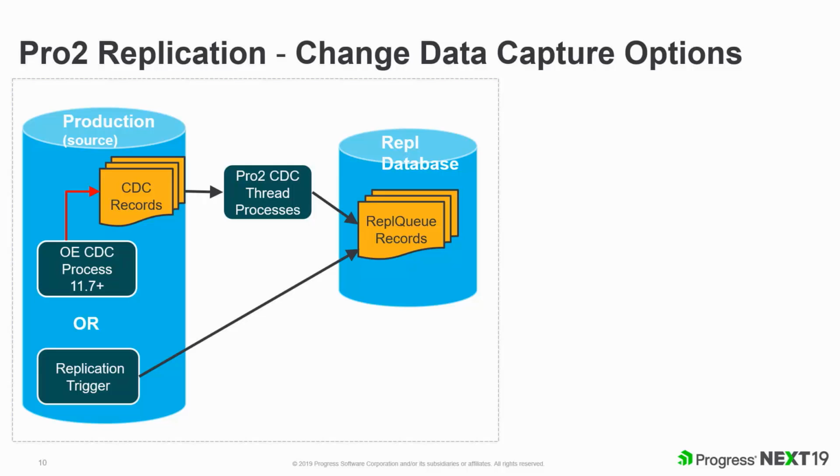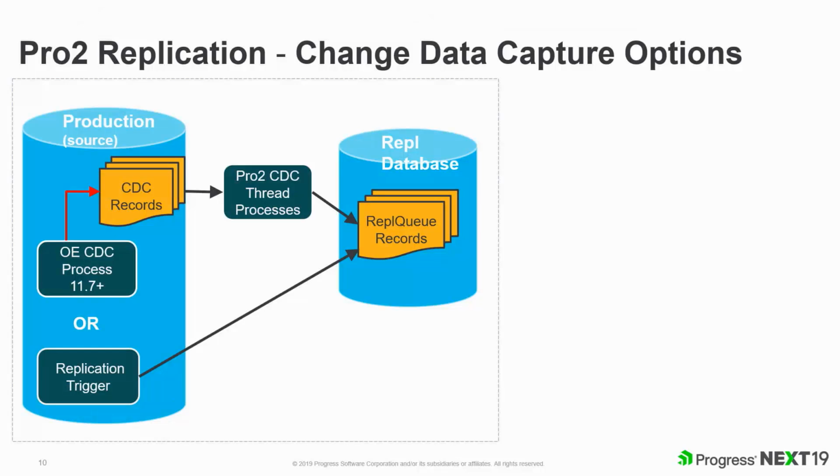And even hardware does it that way. SAN replication is all taking net change. So the idea is, how are you going to do net change in your application? You can do it one of two ways in Pro2. You can either put replication triggers on your Progress database and record events as they happen, or you can turn 11.7 CDC on and have built-in change data capture.